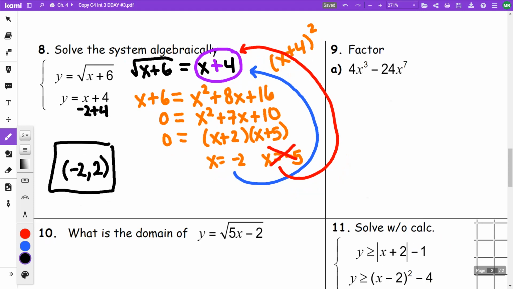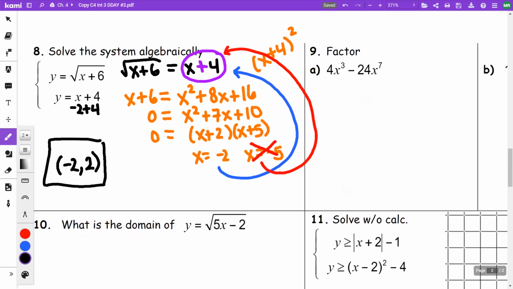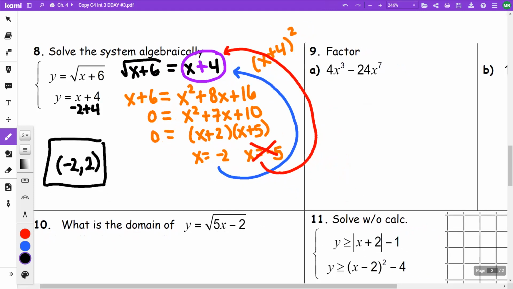On number 9. On number 9, we're going to factor. We always want to factor out the greatest common factor first. So number-wise, I'm going to factor 4. X-wise, I'm going to factor an x cubed. And then I'm going to be left with 1 minus 6, x to the 4th.